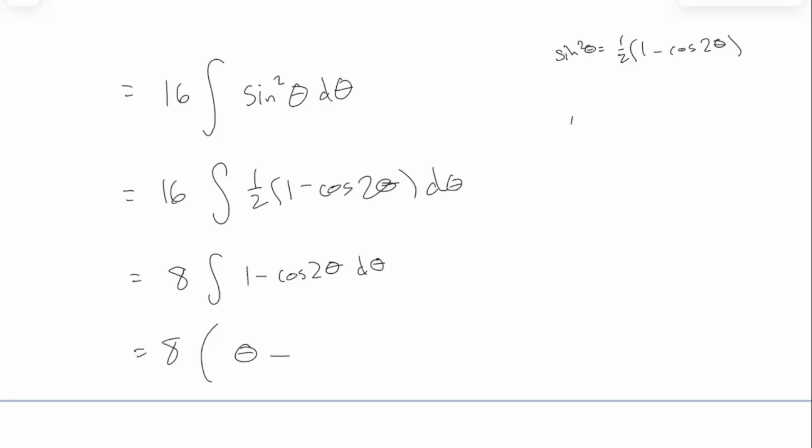This is one of those other things, generally speaking. Cosine of k theta is 1 over k sine of k theta, right? So that's what we're going to do for the other part. Cosine 2 theta becomes 1 over 2 cosine 2 theta.